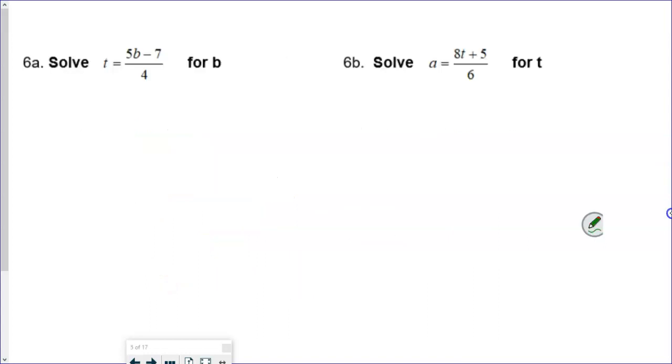This is a different kind of question, but the idea is the same. You're still trying to solve for one of the variables. This time it's B. So I want to get rid of the divide by 4 by multiplying by 4, but don't forget you have to do it to both sides. So right now we have 4T equals, these 4's are going to cancel, and you get 5B minus 7. And remember, we're still trying to solve for B. So we're going to add the 7.